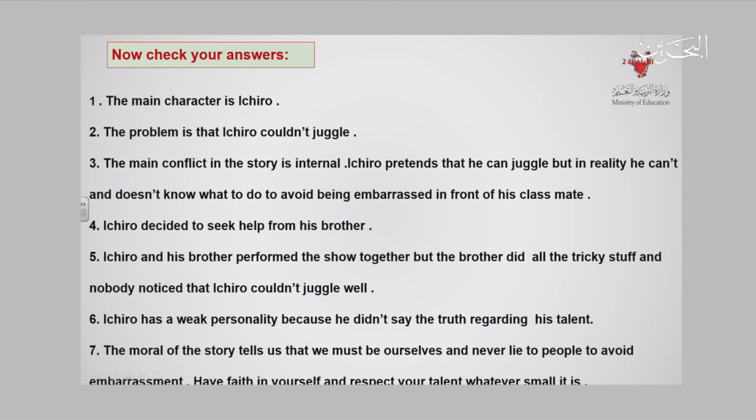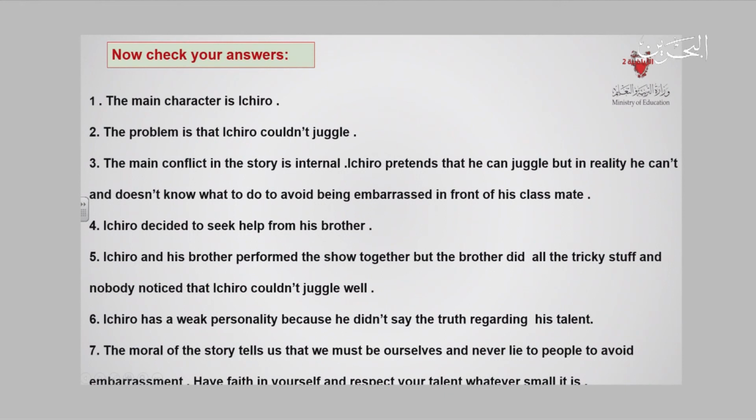Internal, that means Orcho pretends that he can juggle, but in reality he can't, and he doesn't know what to do to avoid being embarrassed in front of his classmates. So here it's internal. He had a problem within himself. Number 4, Orcho decides to seek help from his brother. 5, Orcho and his brother performed the show together, but the brother did all the tricky stuff and nobody noticed that Orcho could not juggle well.